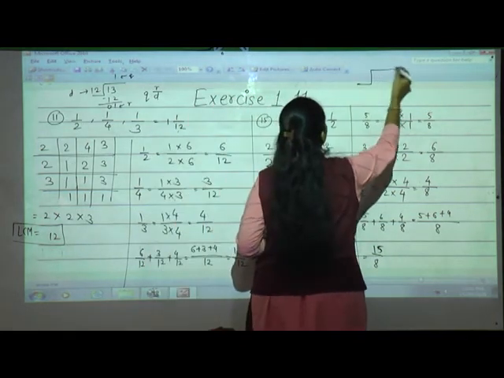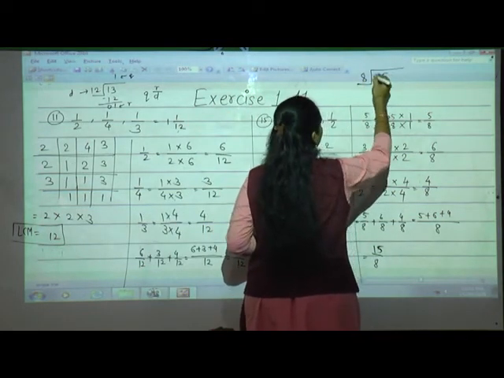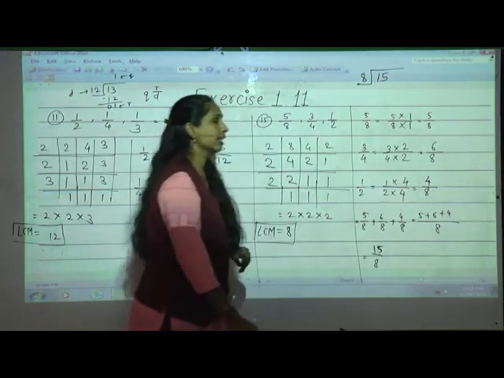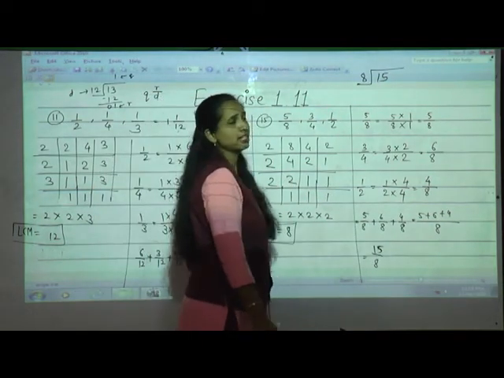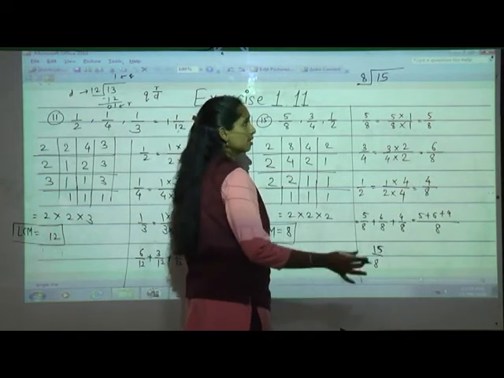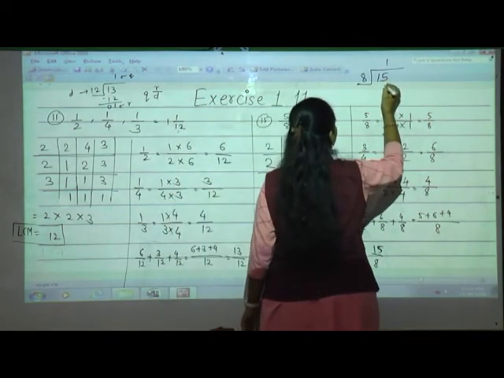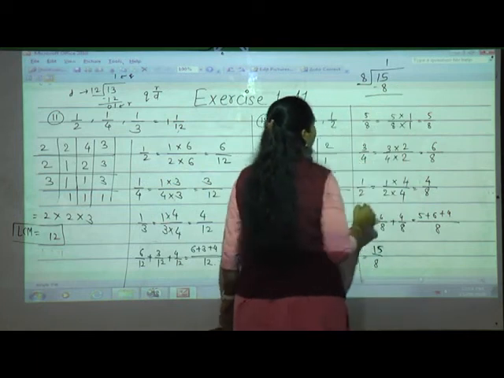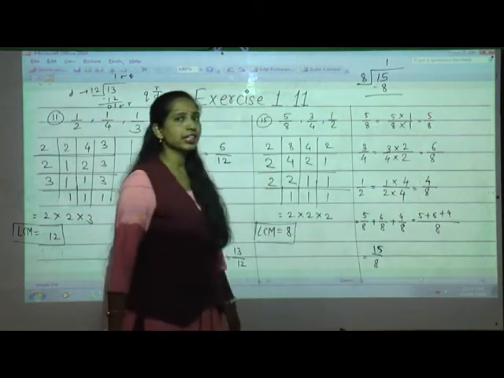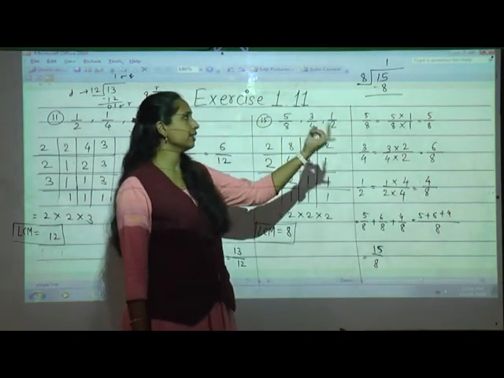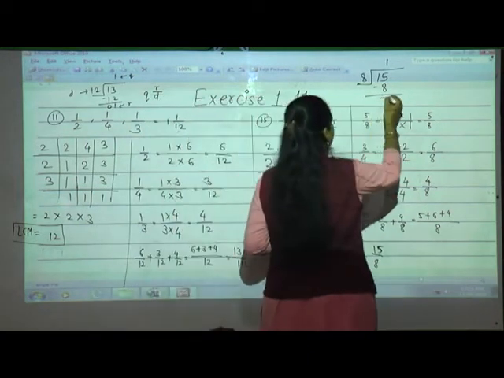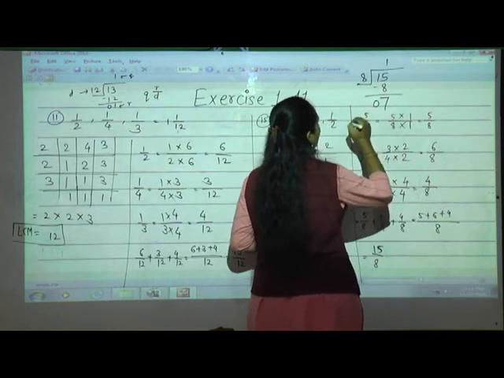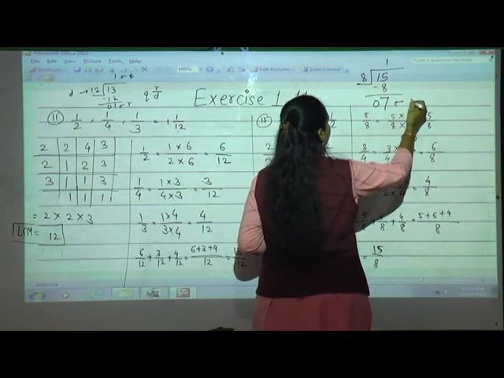See, I'll do here. Now in 8 table, is 15 there? No. Then what is less than that? 8 twos are 16, we cannot take. So 8 ones are 8. What will remain? Count after 8 till 15 comes: 9, 10, 11, 12, 13, 14, 15. How many? 7. So this is what? Remainder.